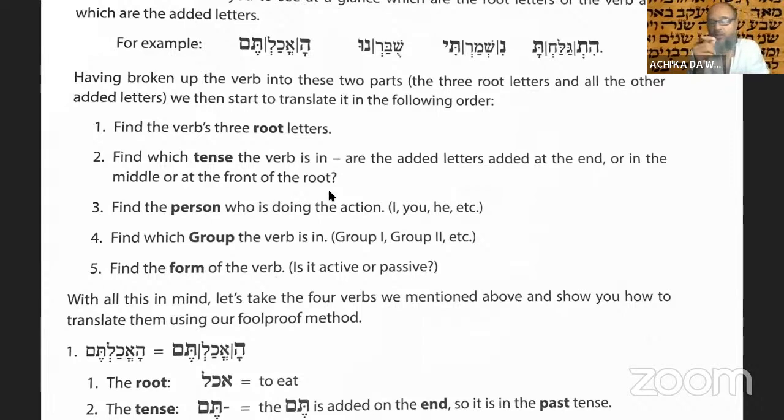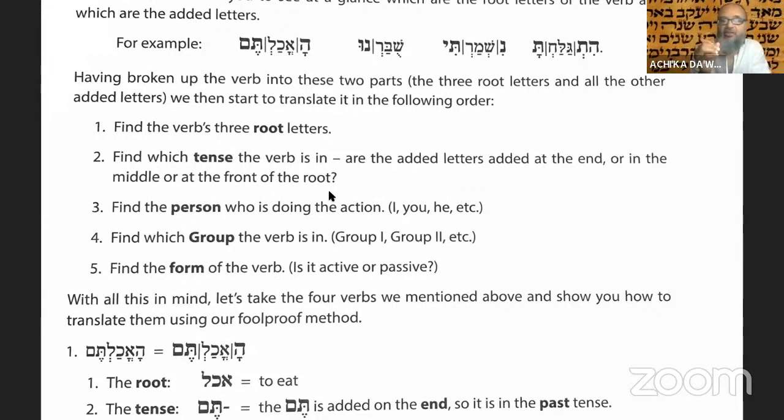Okay. Next you find each tense. So you're going to find out, is this a past tense, present tense, or future tense? And the best way you can find that out is where the letters are located. Are the letters added on the end of the root, or in the middle of the root, or in the front of the root? If they're in the front, something in the front means in the future. F, front, future. That's it. Something in the middle, I'm in the middle of doing something, that means present tense. I'm presently in the middle of something. If it's at the end, it's done. I'm at the end of that. It's over with. Very simple.